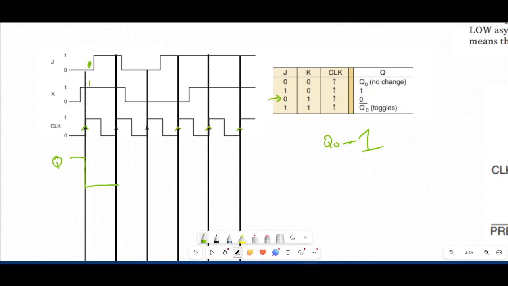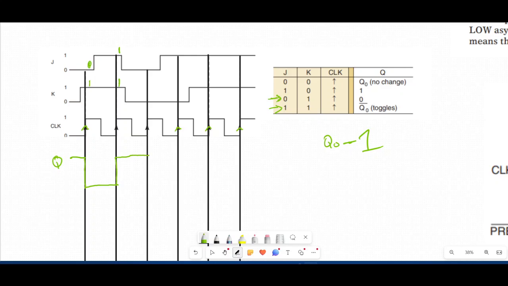Now at this positive going clock signal, what do we see immediately after it? J is 1, K is 1. What does that tell you on the table? Q toggles. What they mean by Q toggles is that if Q is 1, it becomes 0. If it was 0, it becomes 1. So it's like it changes state at that point. So it's going to become 1 here.